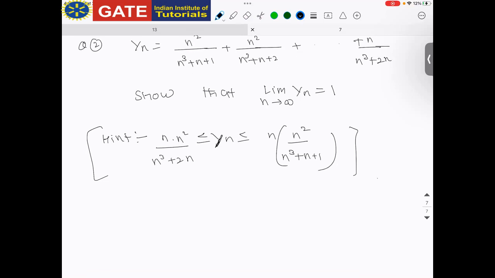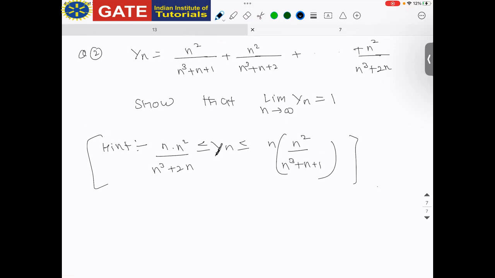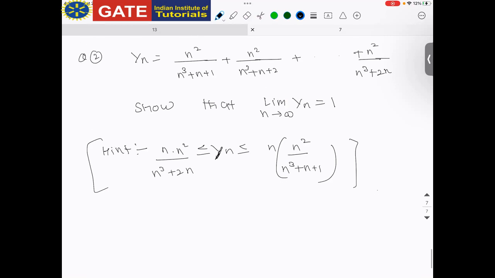You are right. So n square by n cube plus 2n is the smallest one, and the first one is your greatest one. If we are dividing by n cube plus n plus 1, that increases with the terms, right? Yeah, exactly. So that's why we have n times this one. The first term is the lowest and the last term is the highest, because the denominator is increasing, so the reciprocal of the denominator will decrease. Correct.